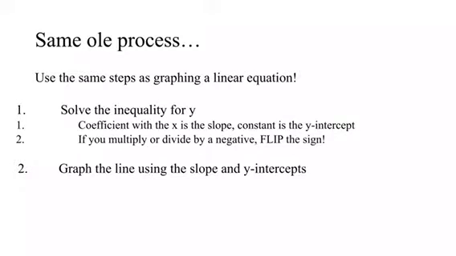So the first thing we'll talk about is the same old process. Same steps that we used when we solved a linear equation. You've got to get y by itself. So solve for y, get everything away from it on the other side of the inequality sign. The coefficient before your x is still your slope. The constant, the number that's by itself, is still your y-intercept. So when we go to graph, you'll plot your y-intercept and you'll do your slope. Same steps as solving an inequality. Also, if you multiply or divide by a negative number, you still have to flip your inequality sign. So that stuff doesn't change at all.